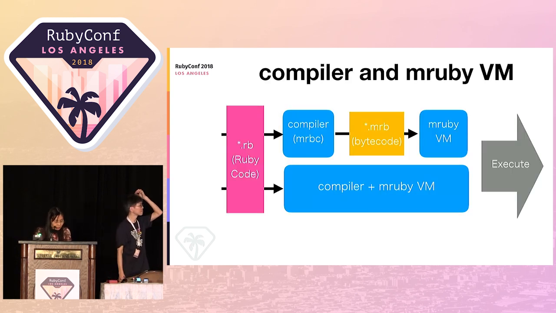Now back to mruby. One of the differences between mruby and other rubies is the position of the bytecode. Mruby's VM and compiler are completely separate, and you can execute the mruby VM without the compiler. In such a situation, you can use mrb files, which contain the bytecode for mruby. When you use CRuby, you also use bytecode generated by CRuby, but it's not explicit. It's only used inside of the VM.